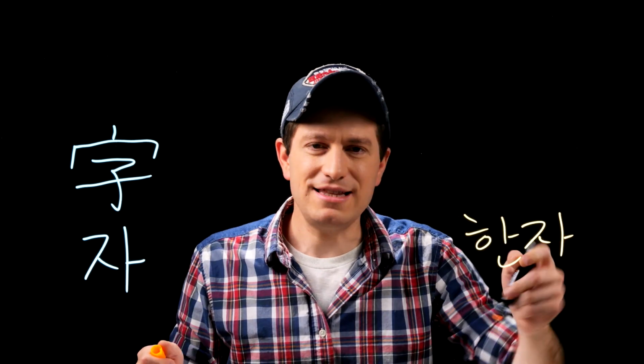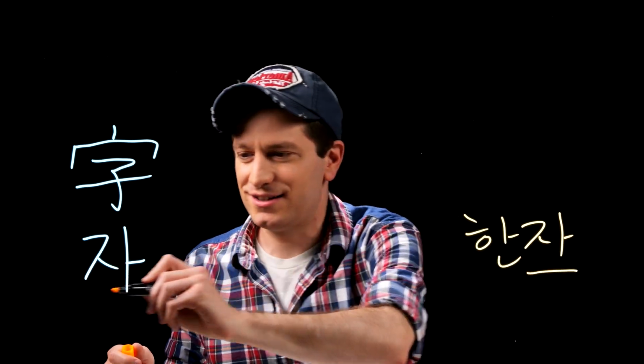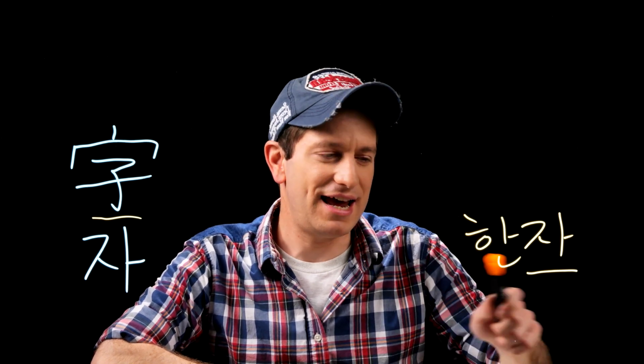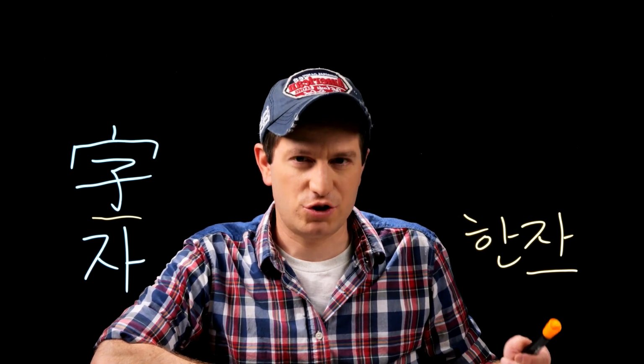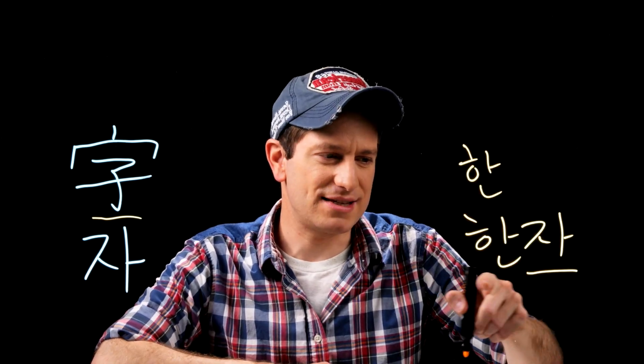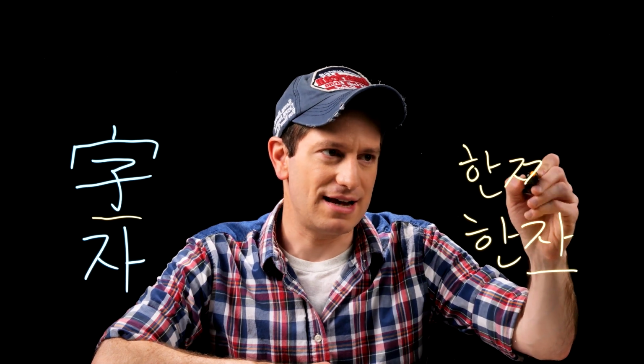For example, Hanja is this character, Ta. Literally, Han, from Han in China, and Ta, meaning character. So Chinese character. I should also note that it's not pronounced as Hanja, it's pronounced as Hanja.